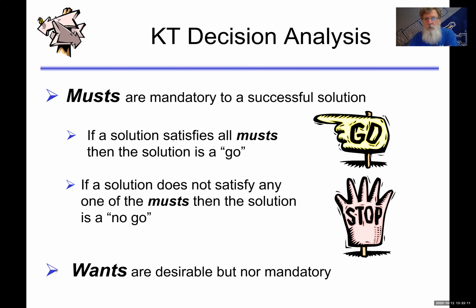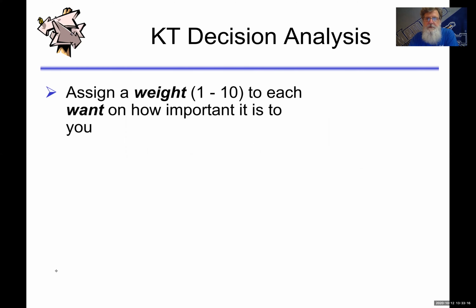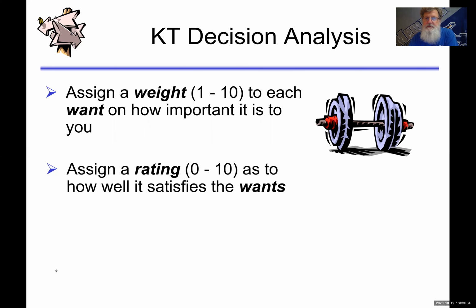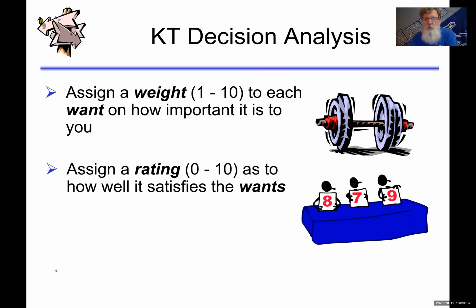Now, our wants are desirable, but they're not required. They're not mandatory. So when you go to do wants, one strategy in this particular analysis, decision analysis, is we're going to assign a weight to each want. And the higher the number between, say, 1 and 10, the more valuable you think that want or that desirable feature is. And then you're going to go and rate each solution, probably on a scale of 1 to 10, about how well that solution satisfies the particular want.